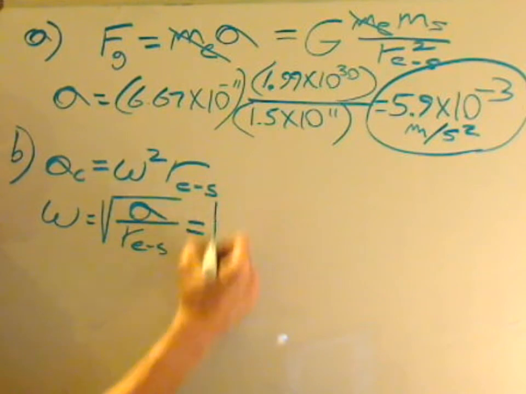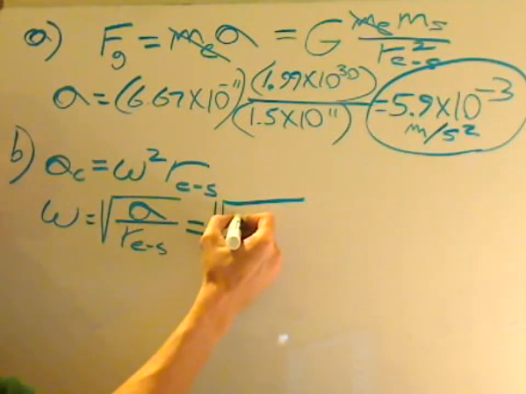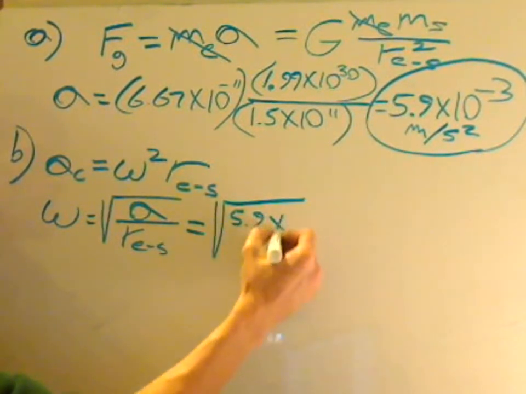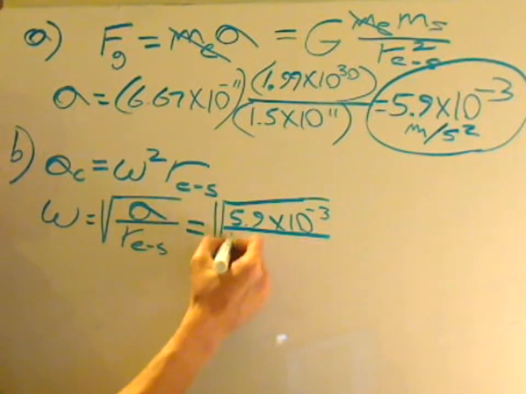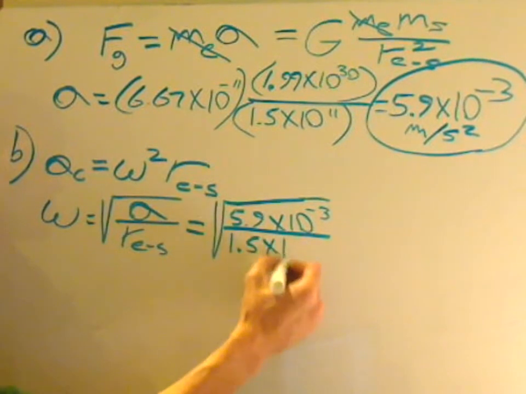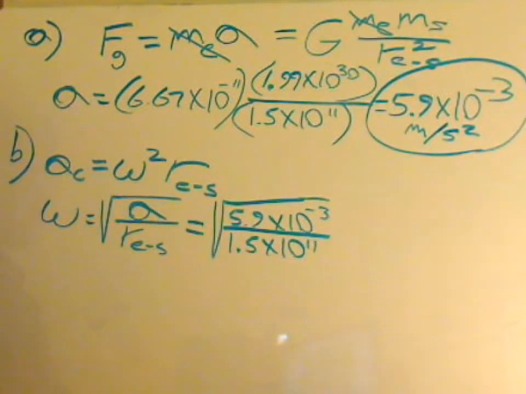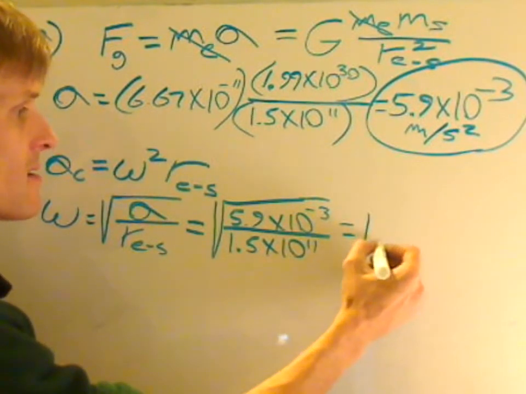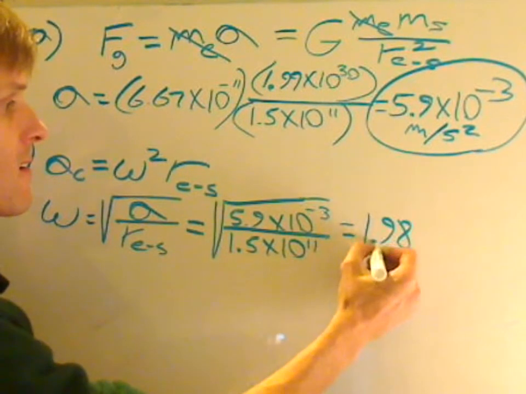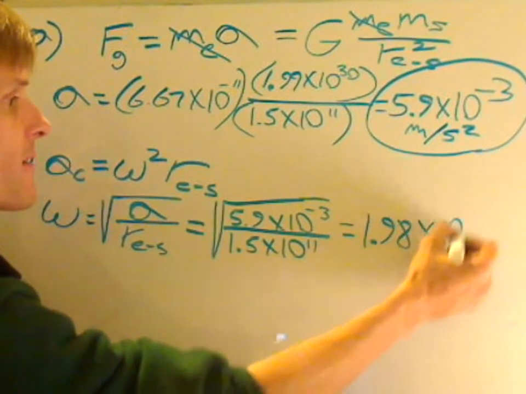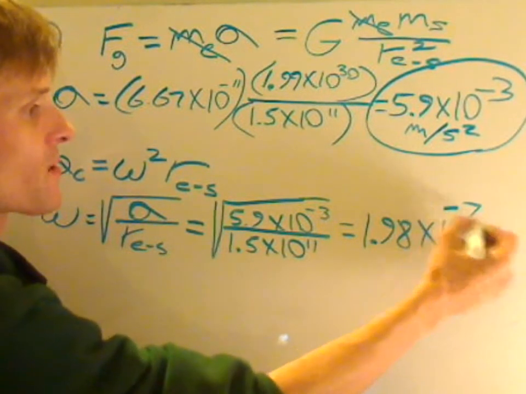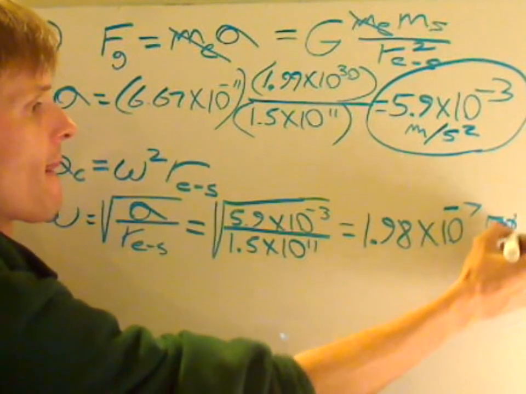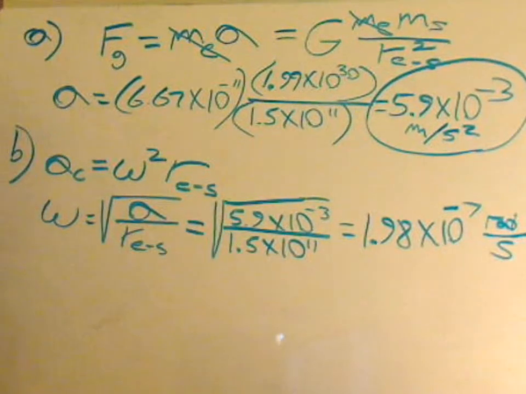Okay, so we plug that stuff in. The acceleration is 5.9 times 10 to the minus 3 meters per second squared. The Earth-Sun distance, again, is 1.5 times 10 to the 11 meters. And you do this calculation, and you get the number 1.98 times 10 to the minus 7, and that is in radians per second. Okay?